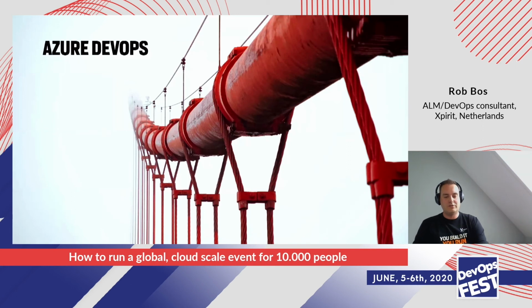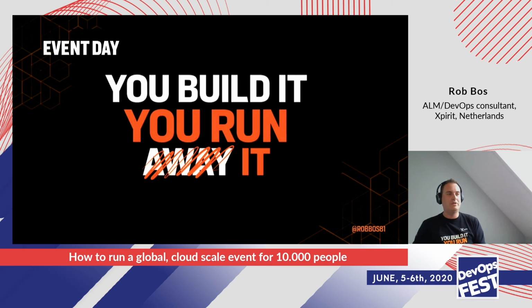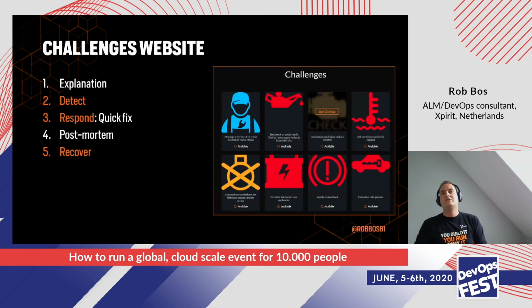All right, that tackles the Azure DevOps part as well. Let's go over to what we did to run everything for the event day. The theme happened to be you build it, you run it. And so we were also responsible for making sure that we had a running platform as well. For example, the challenges website, where we sent all the attendees to, this was the entry point for them to start the challenge. We gave them a quick application, we did something with the web shop, and then it was up to them to detect, respond, and recover from those issues.